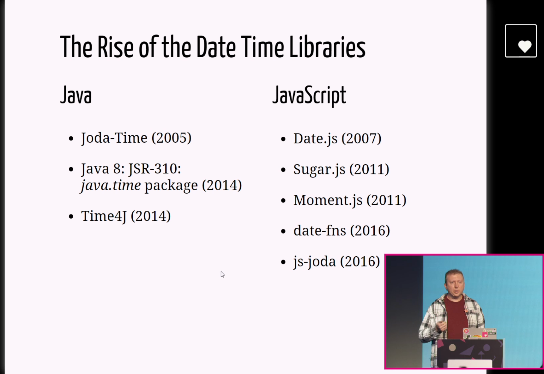There are people working on a port of the Joda-Time standard into JavaScript. That's the js-joda library. I think js-joda is pretty awesome. There's also this thing called date-fns, which has gotten a lot of notoriety lately. Date-fns says, instead of a very large JavaScript object, if all you need to do is add a month, let's just add a month.